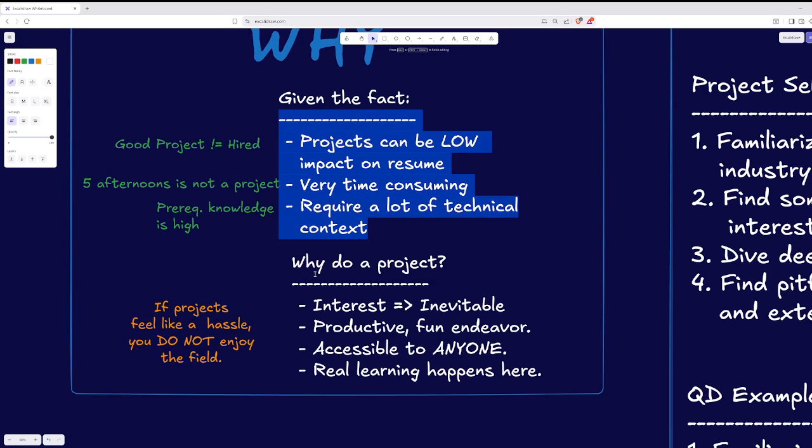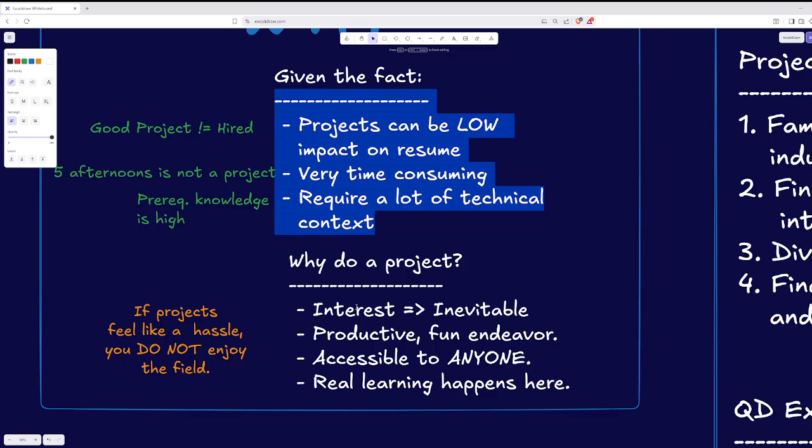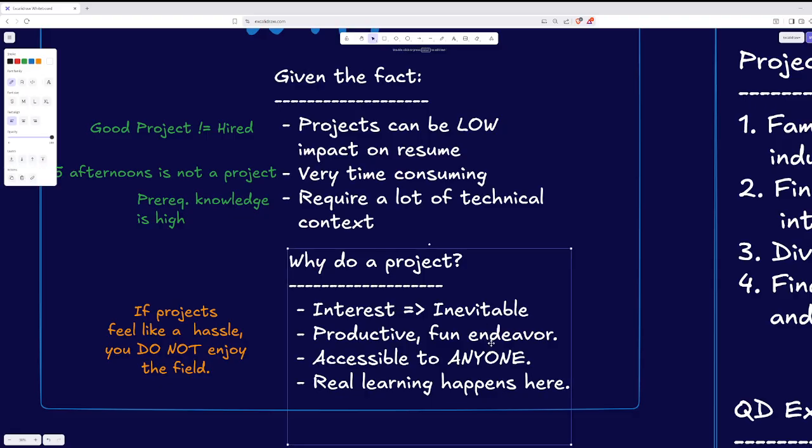Now, why do I think you should do it? Well, first is because I think that interest makes having projects effectively inevitable. Because if you're really interested in the space, you are going to spend some of your free time looking into these things or trying to do some things or come up with a new way of approaching a problem. So if you're truly interested in the space, I think it's inevitable that you will have something that you can package up into a project.